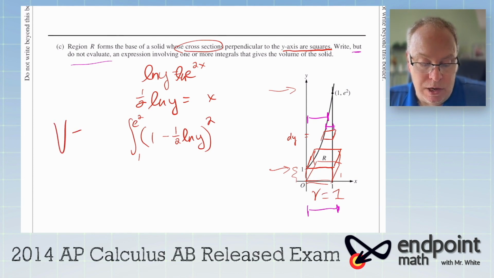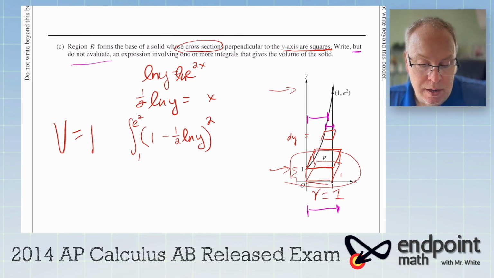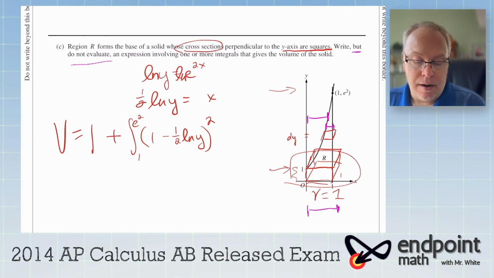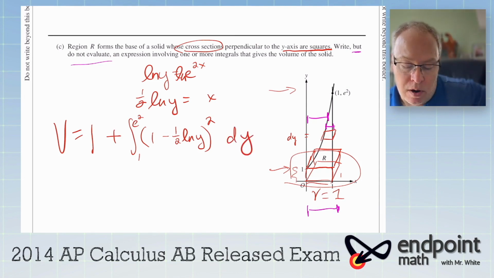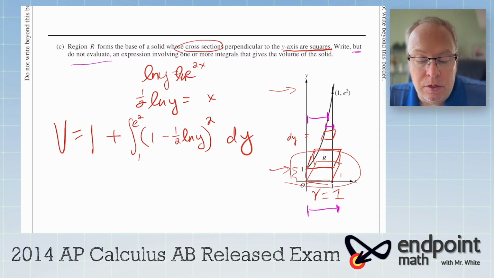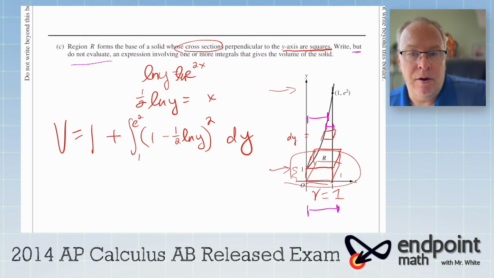All right, the volume equals, but do not forget there was this box on the bottom. So we're going to have a 1 plus on the front there, and don't forget our dy. And we have our answer, and I'm just checking, and I've got it exactly like they do in the rubric. You've got to have the bounds correctly set up, as well as the integrand in there, and of course the 1 plus out front to get all 4 points on that thing. All right.